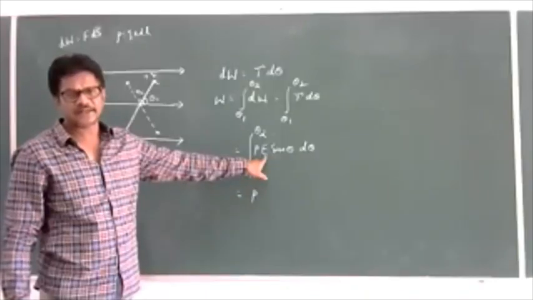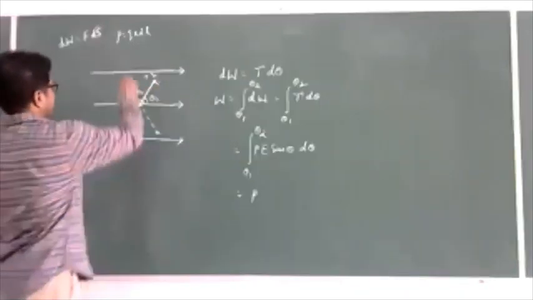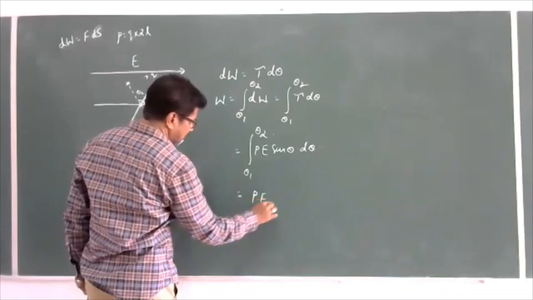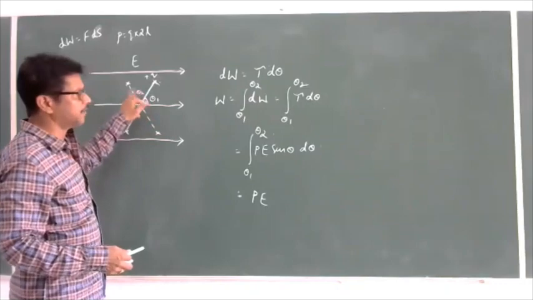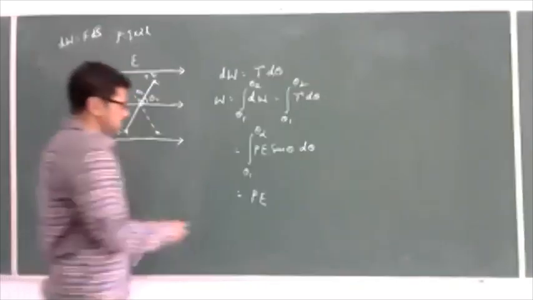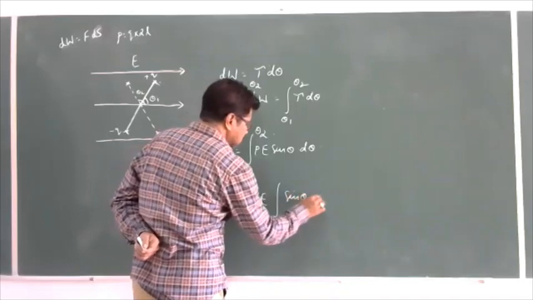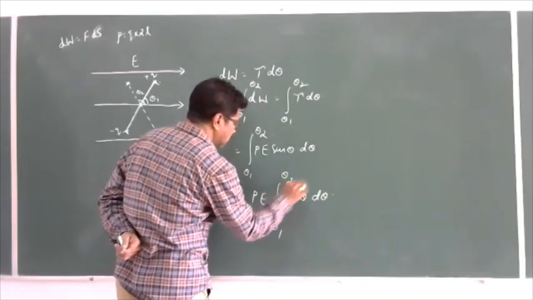That electric intensity is also constant here. So I will bring the E also out of the integration. Now which one is a variable while rotating? The theta value is a variable. Since theta value is a variable, I will write integral of sin theta d theta. From where to where? From theta 1 to theta 2.